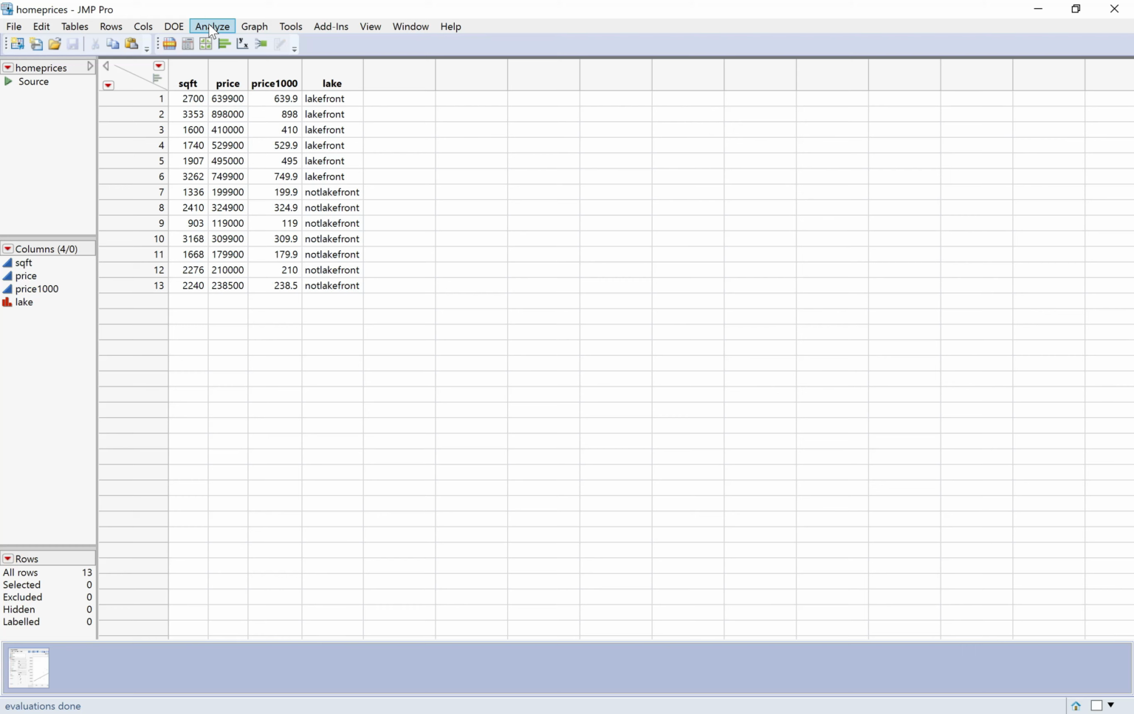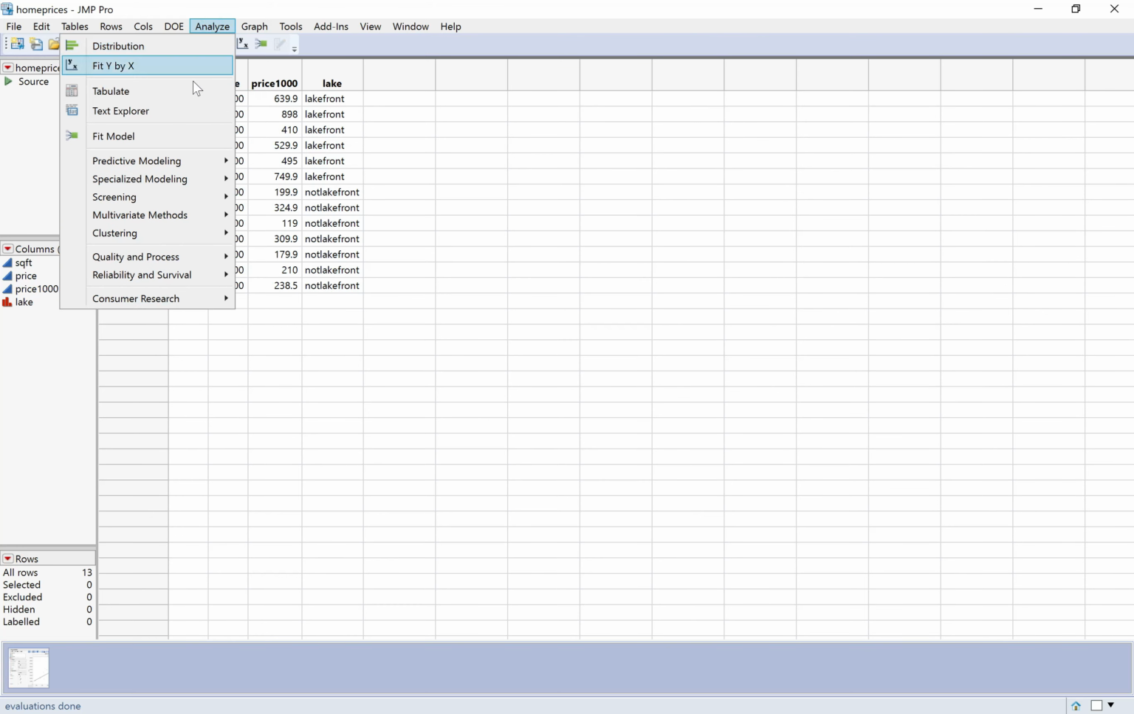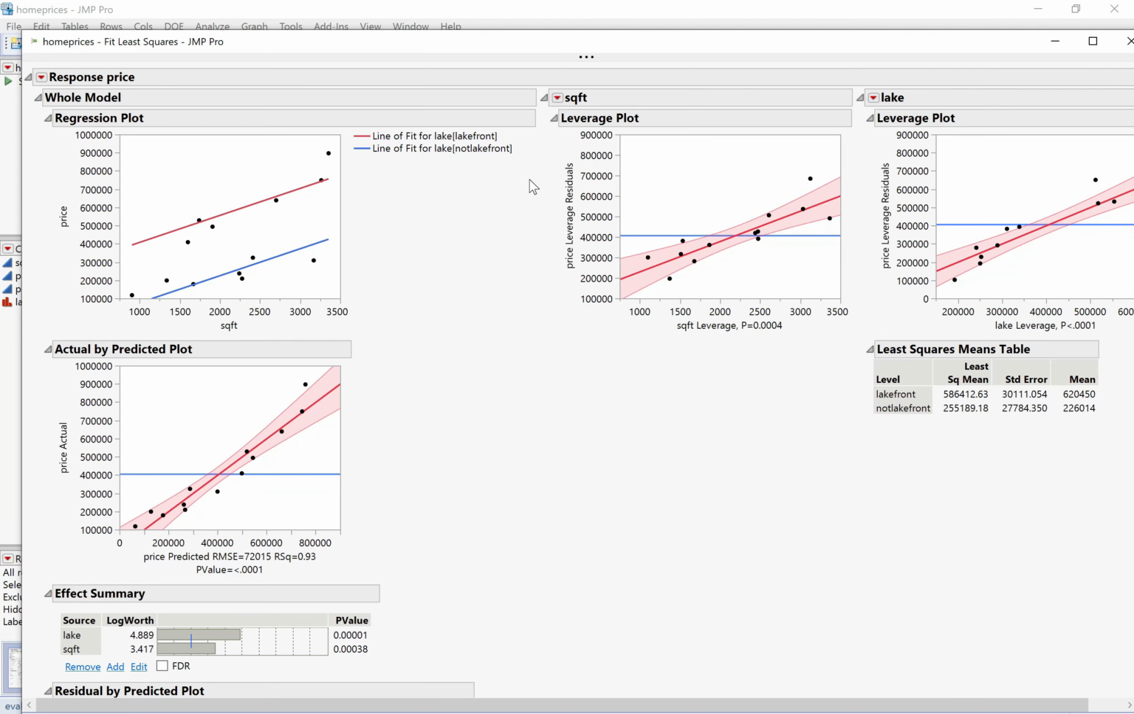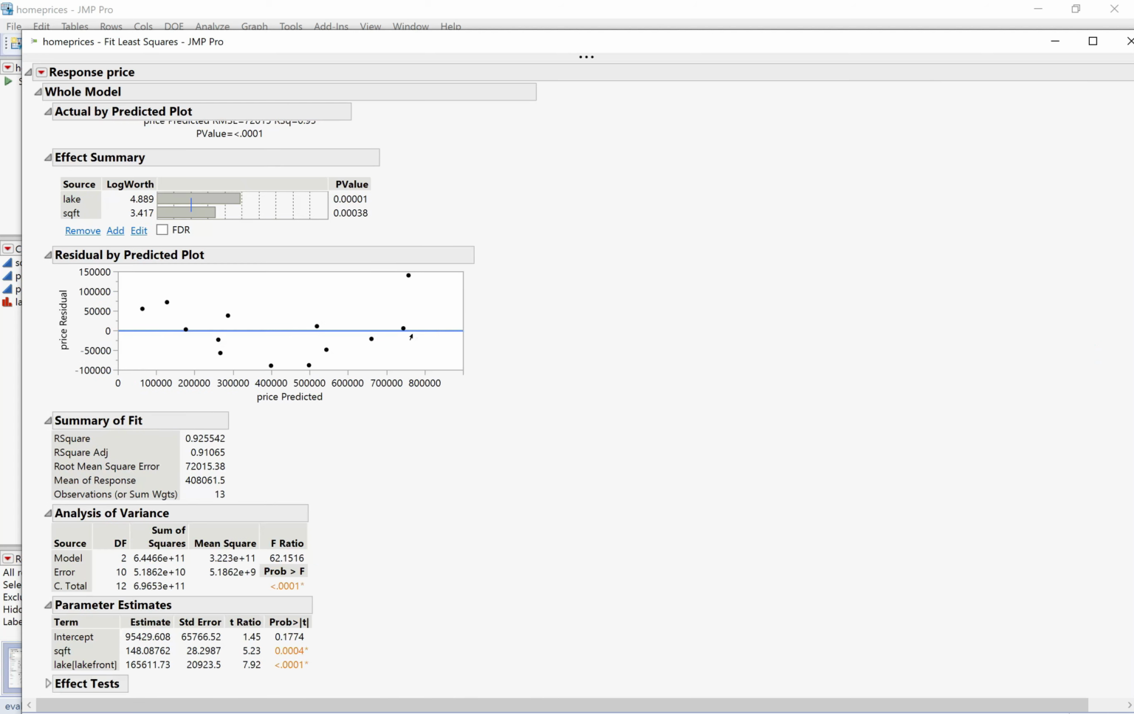To account for more than one explanatory variable, we're going to do Analyze, Fit Model. Remember, Fit Y by X is for looking at the relationship between just two variables, a bivariate relationship. Analyze Fit Model allows you to include more than one explanatory variable. So I'm still going to be predicting the price, that's my response variable. But for the explanatory variables, I'm going to include both the square footage of the house and whether or not it's on the lake. And I'm going to run that. There's a lot of output here. We're going to work through it slowly over the next couple videos.